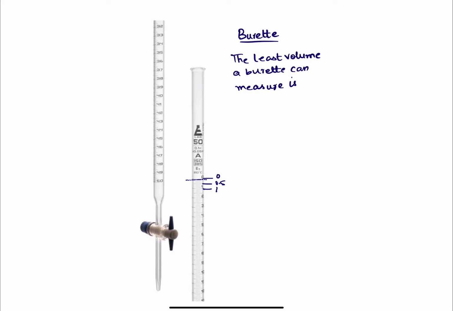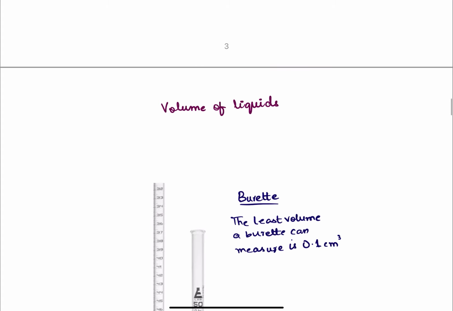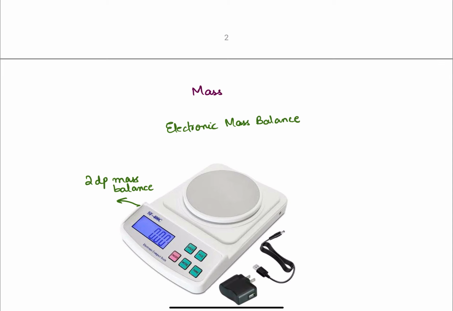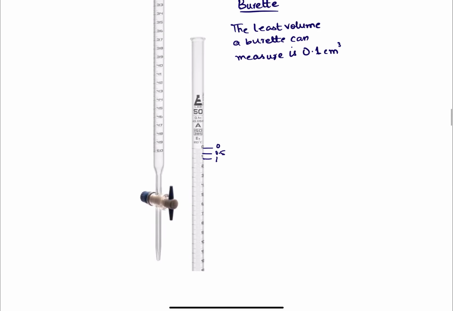0.1, 0.2, 0.3, 0.4, 0.5, 0.6, 0.7, 0.8, 0.9, and 1. So between 0 to 1, there are 10 graduations. So the least volume a burette can measure is 0.1 centimeters cube. Hence, volume of liquids are measured in centimeters cube. And masses are measured in grams here, using the electronic mass balance.